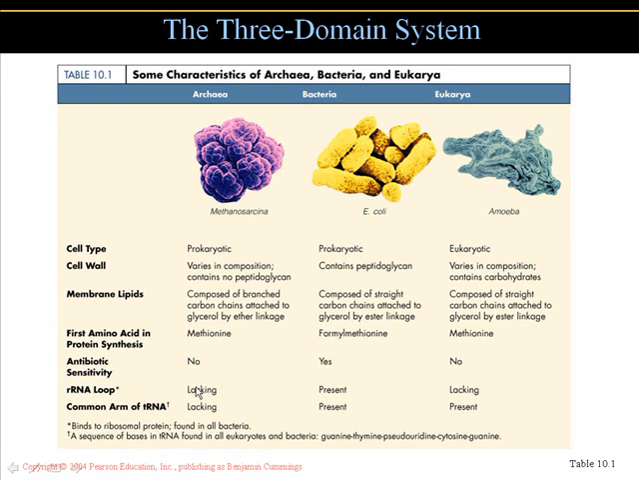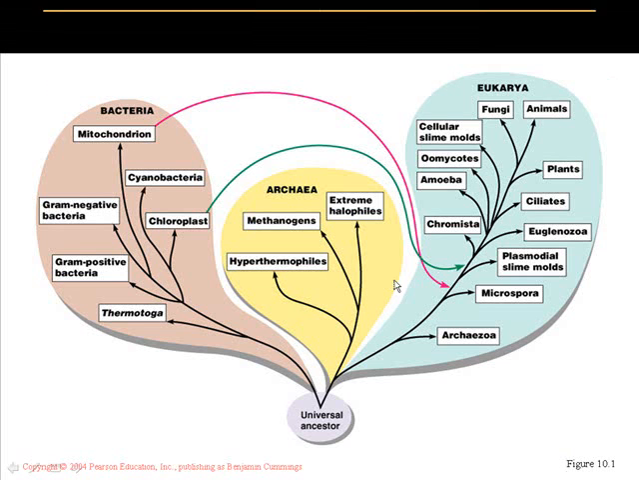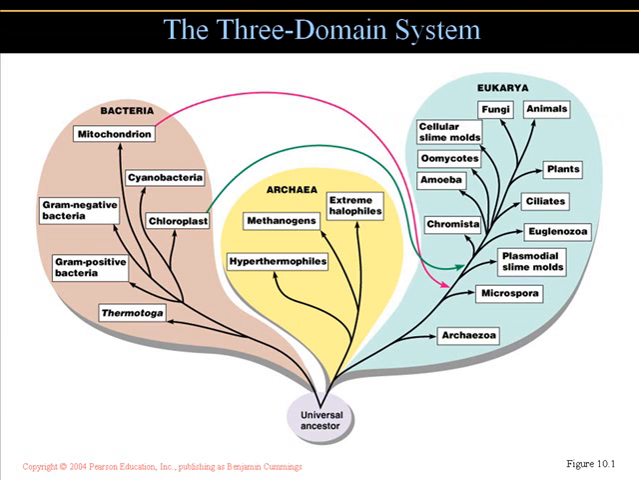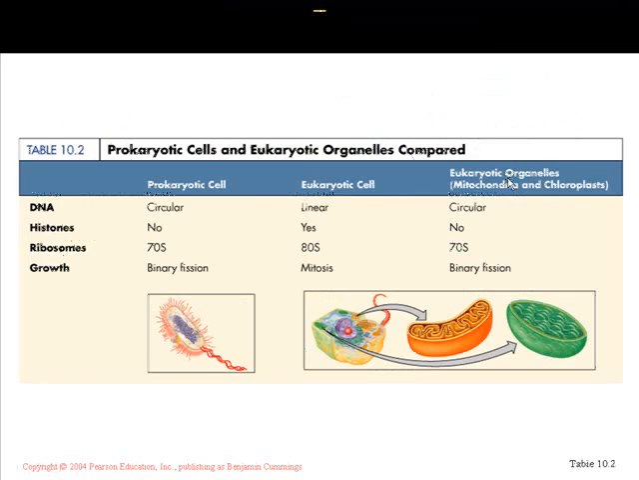Antibiotic sensitivity, the RNA, whether or not it's present, and then the common arm of the transfer RNA. It just gives you some general characteristics that help you to put each of these microorganisms in a particular category. These are the three domains: bacteria, archaea, and eukaryote, and then it gives you the organisms in each. You should be familiar with these organisms' characteristics in each of these three domains. And again, this is out of your textbook.